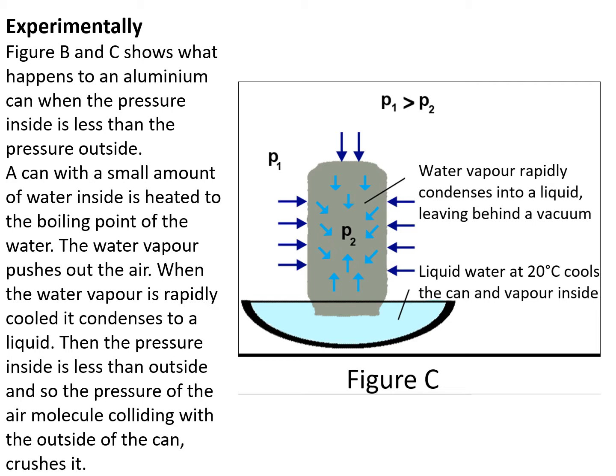We can perform an experiment to demonstrate this. Figure B and C show what happened to an aluminium can when the pressure inside is less than the pressure outside. A can with a small amount of water inside is heated to the boiling point of water. The water vapor pushes out the air. When the water vapor is rapidly cooled, it condenses back into a liquid. Then, the pressure inside will be less than the outside, and so the pressure of the air molecules colliding with the outside of the can crushes it.